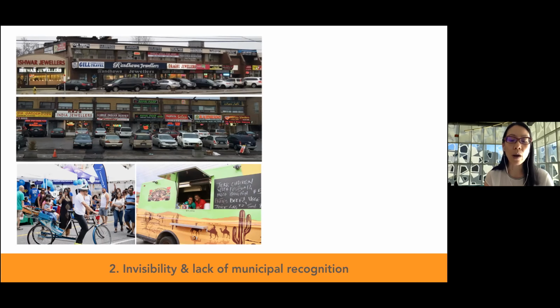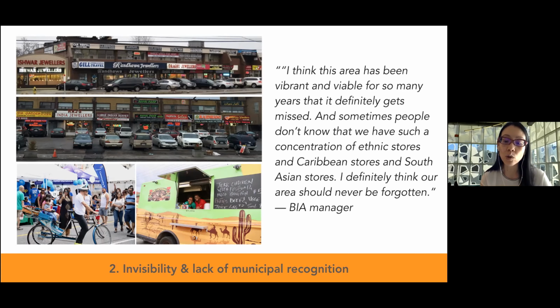One of the issues is around insufficient investment in those areas facing physical challenges in need of improvement. As you can see in these typical suburban strip malls in Toronto, behind the rundown strip malls is very vibrant social and community life. As a quote from an interviewee: "I think this area has been vibrant and viable for so many years. It definitely gets missed. And people don't think we have such a concentration of ethnic stores, Caribbean stores and South Asian stores, and we should not be forgotten."